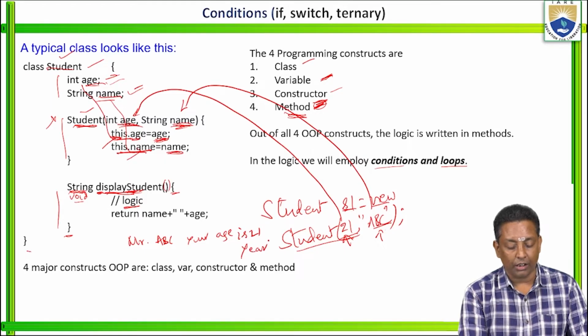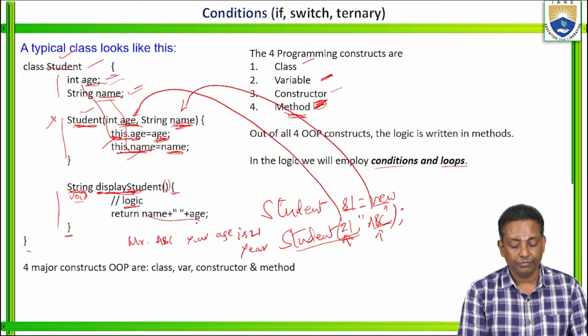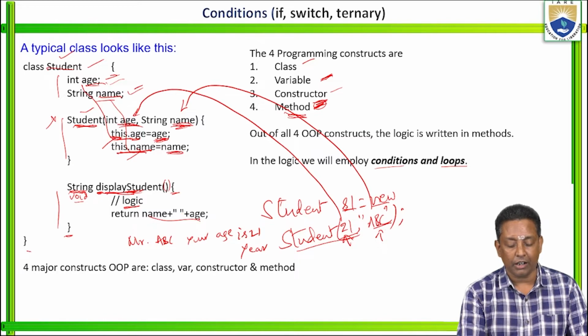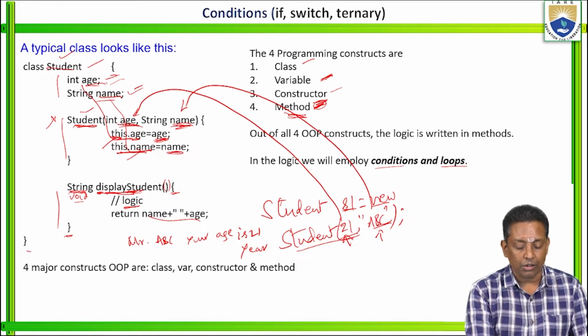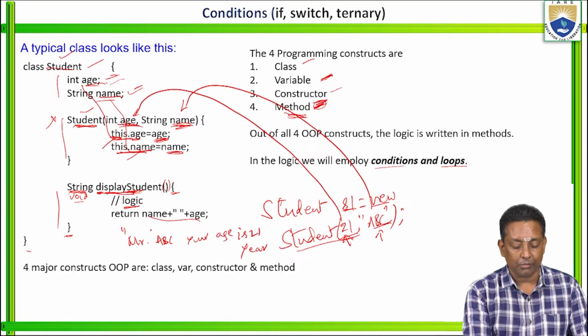Like this, if you want to print that logic, you write here. Then here I am simply writing name and age. Actually, what you have to do is write "Mr." in double quotation, then plus, then write name. So the name, ABC, will be substituted.